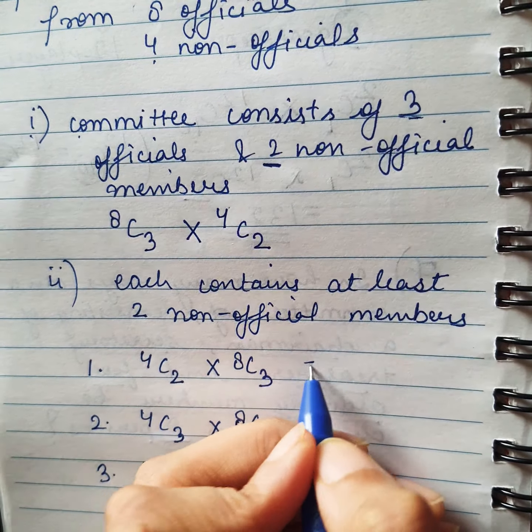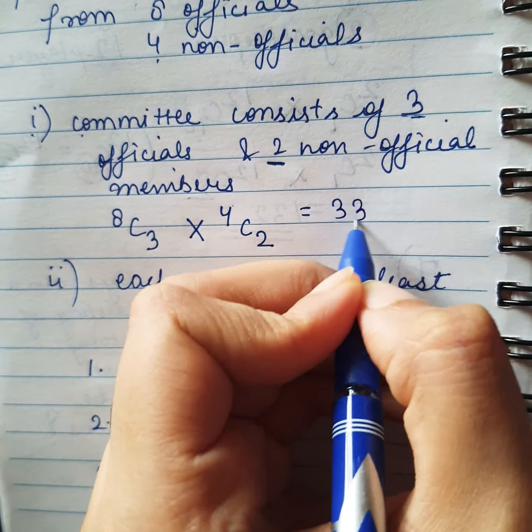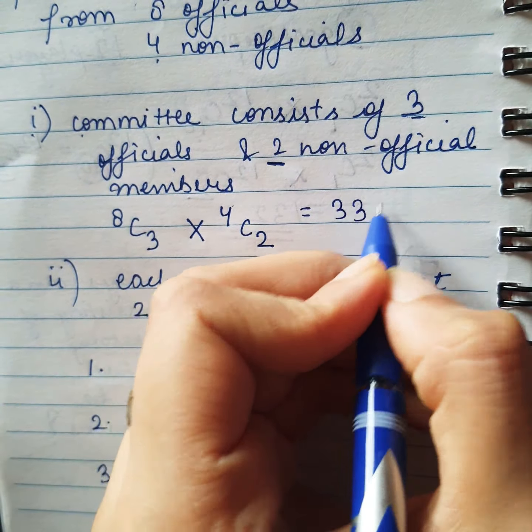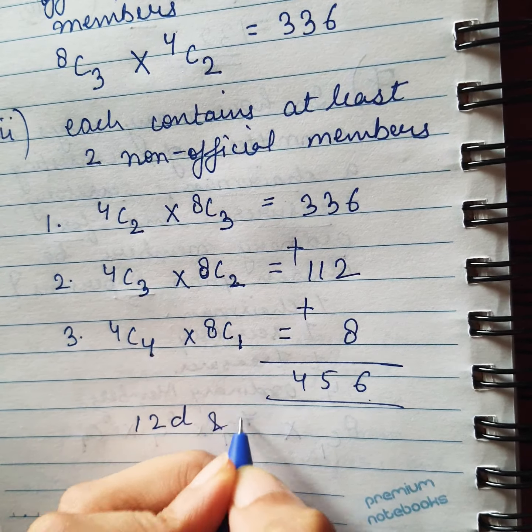This we have already solved in this part. Here the answer was 336. Here after solving you will get 112 and here 8. Adding up all the 3 cases, you will get the total possible combinations. So I have covered all the types of combinations. After this video you can try 12D and 12E.